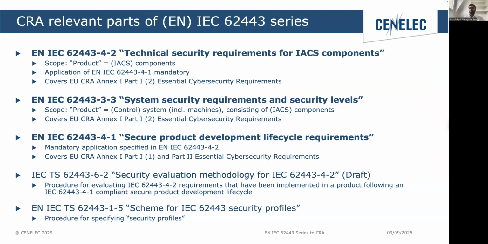Because as Lucia explained before, we have many profiles for the development of the verticals in the harmonized standards. So the basis for this is going to be 1-5, which is the security profiles. And to do the evaluation methodology, what is acceptance criteria, what are the artifacts, we're going to refer to the 6-2 technical specification. So these are the 5 important standards we're going to refer to from the series throughout this process.